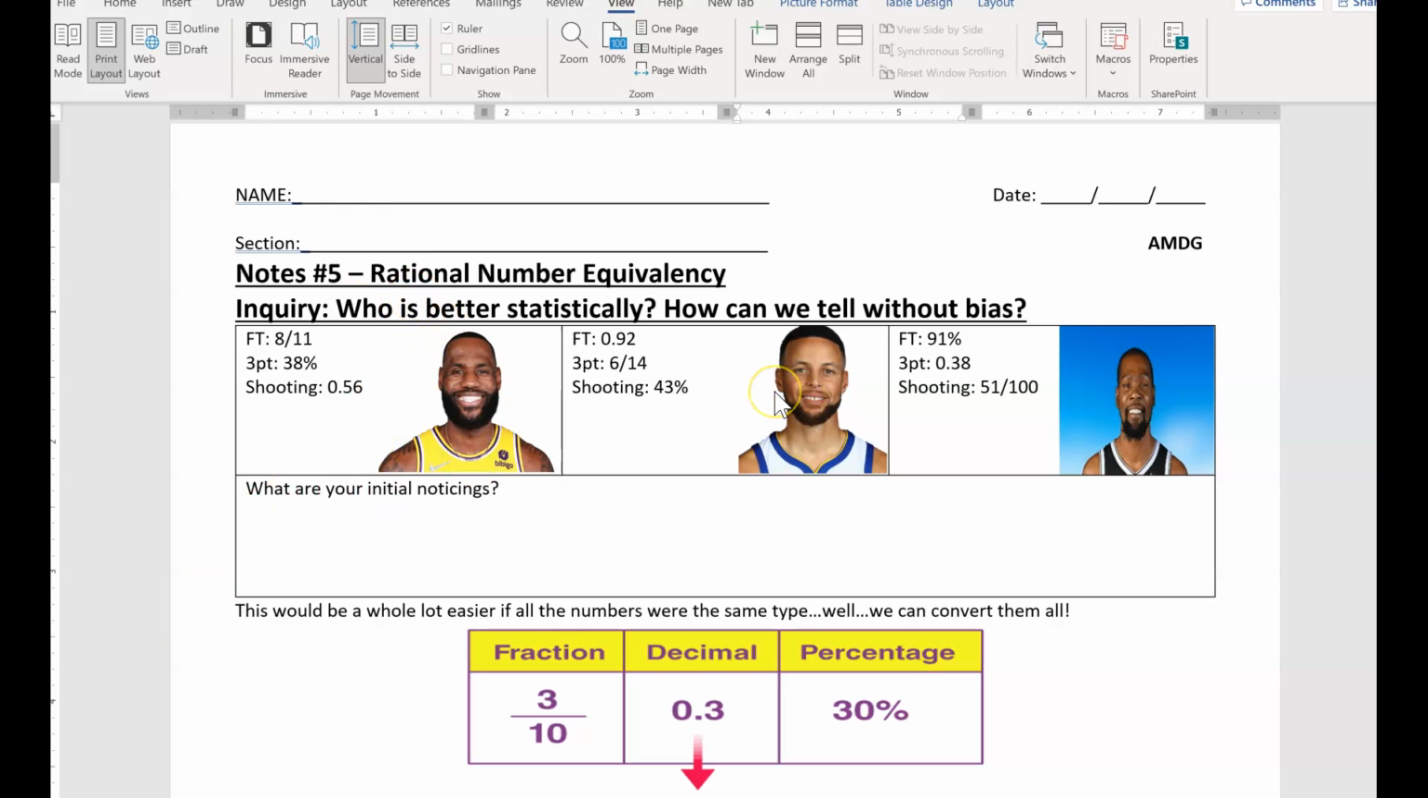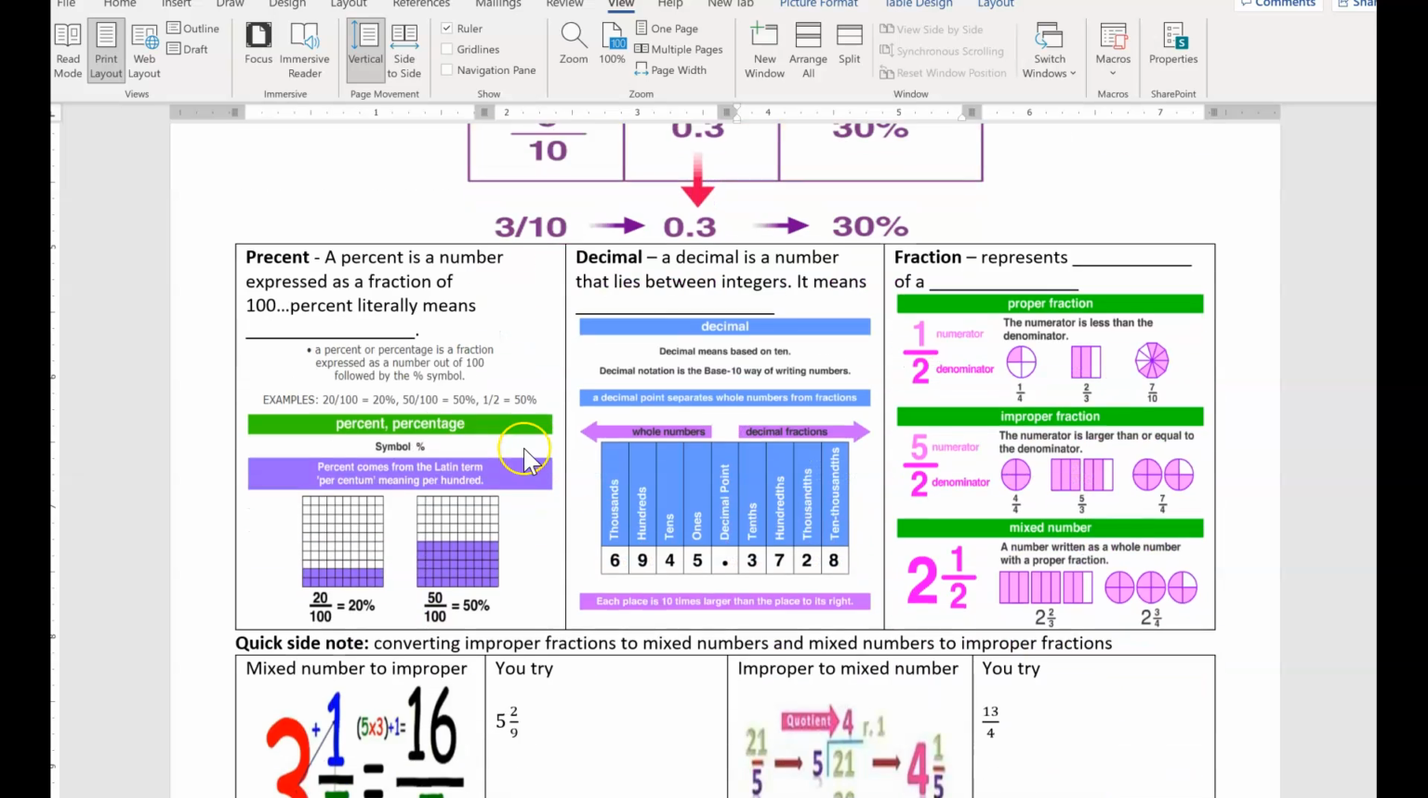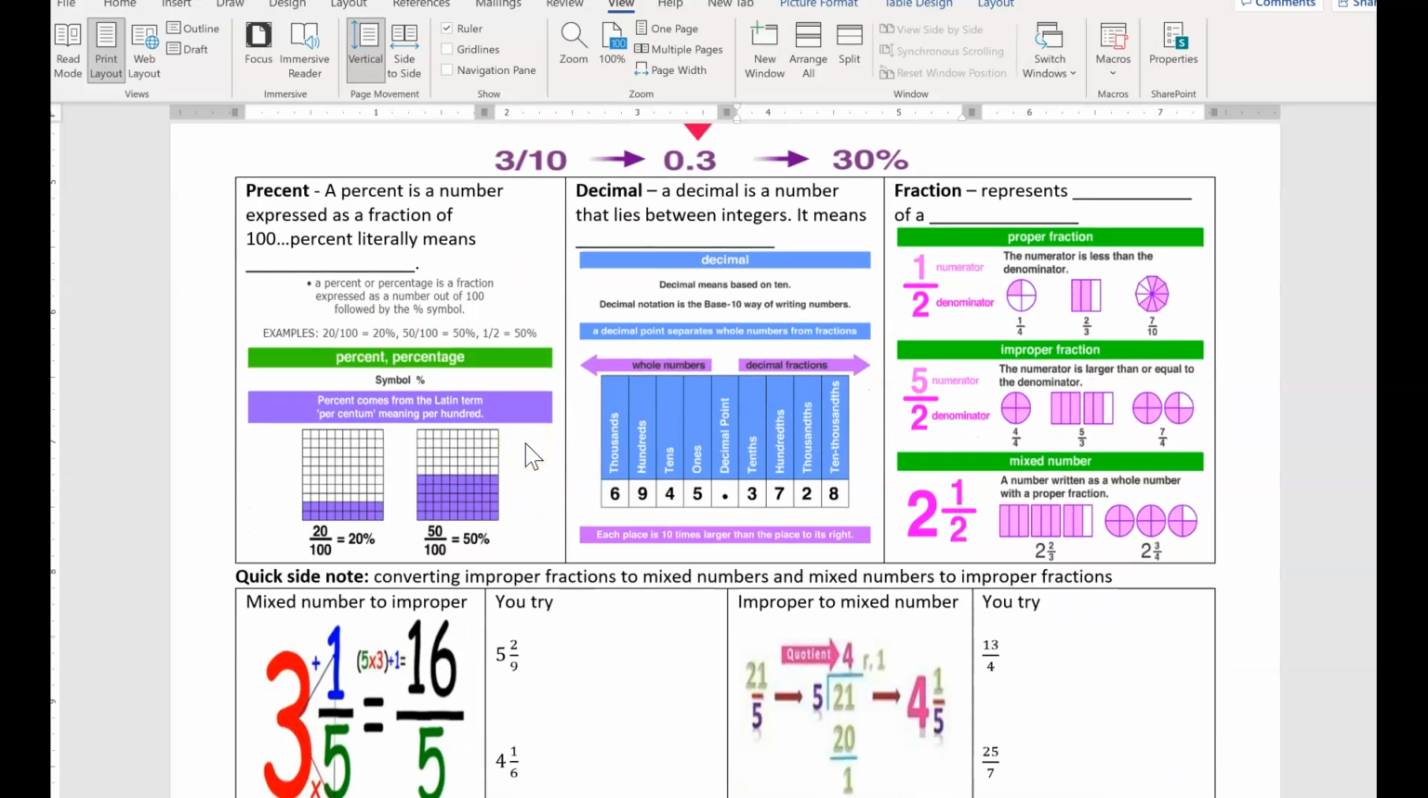So we're going to have a class discussion on how do we figure out who is better statistically without bias, and it has to do with having equivalency between rational numbers, or having numbers mean the same thing, equal. As we get right into it, some quick definitions.